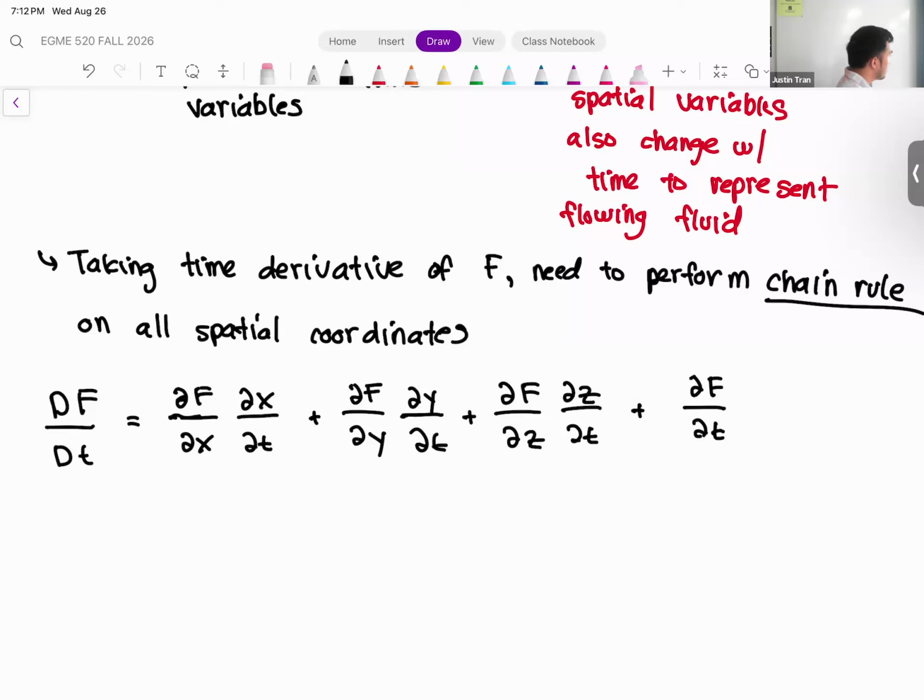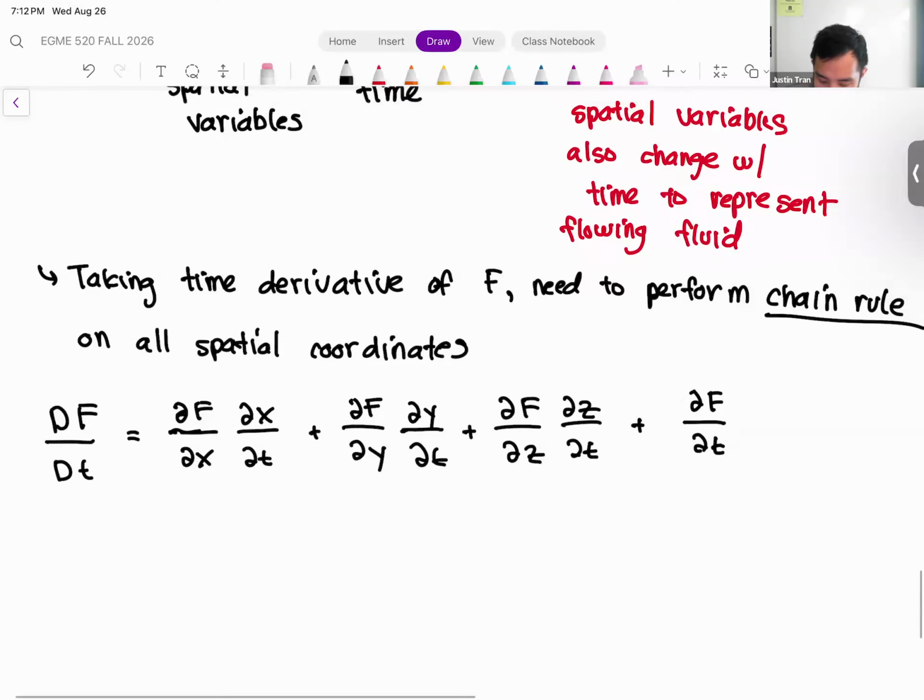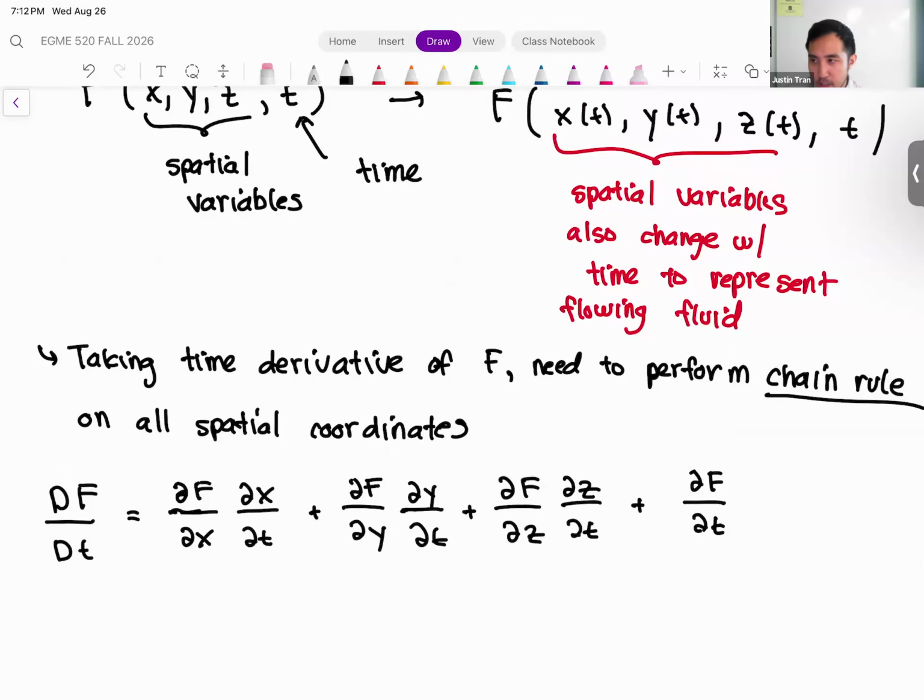Okay. So the first step of the derivation of the material derivative is mostly just a straightforward application of the chain rule. Next observation that we'll make: we'll go back to this definition, or this assumption, where the spatial variables represent our motion with the fluid, right? That means if we look at all of these variables here, partial x partial t, partial y partial t, partial z partial t, okay?